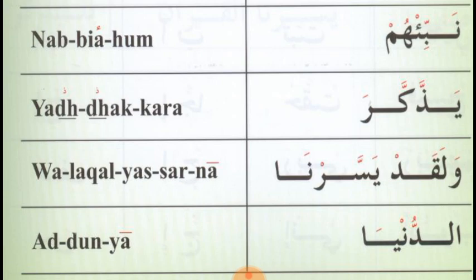Yazakara. Here we see only four alphabets, but in reality this word has six alphabets: ya, zal, kaf, ra. It has six alphabets. Yazakara. Okay. Ad-dunya. Lam is silent because... Ad-dunya. Yes.